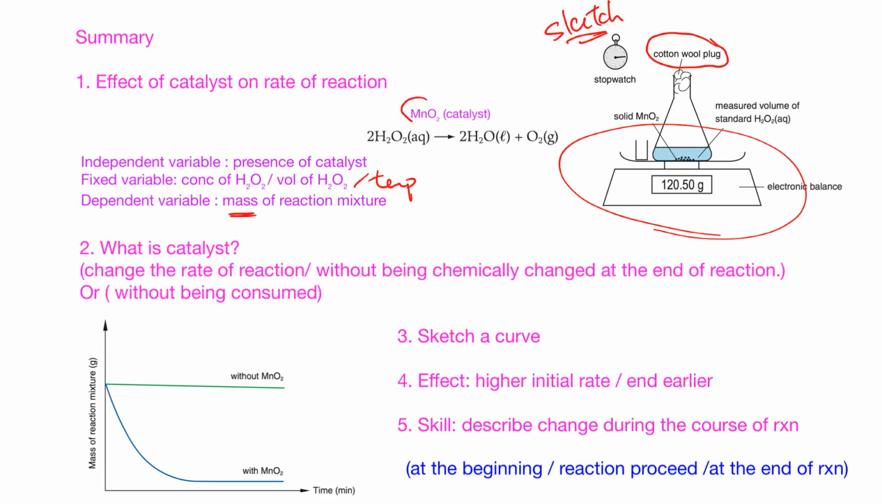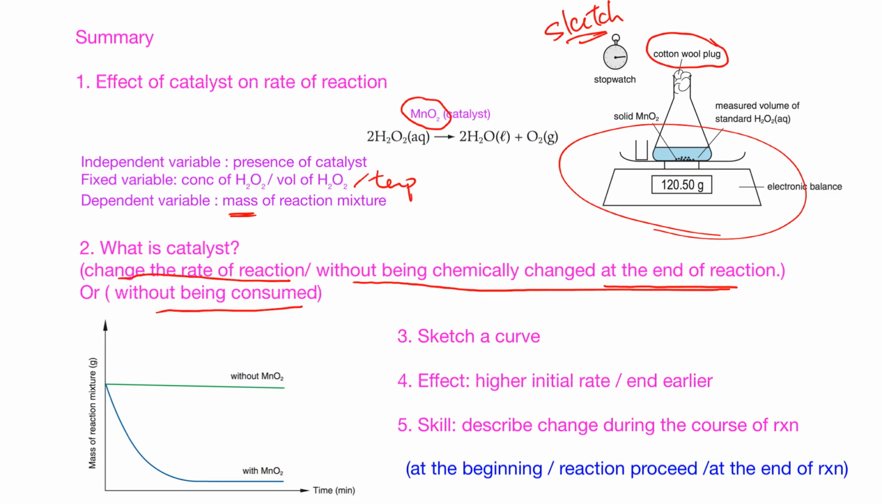The catalyst that we have used is MnO2. So what is a catalyst? Remember the keywords. It changes the rate of reaction, but without being chemically changed at the end of the reaction. All these words are very important. If you say without being chemically changed, full stop, then I may argue that actually in the process, some of the catalysts do change chemically. So if you say without chemical change, please add the words at the end of the reaction. Or you may use without being consumed. That is true, no matter which part it is, it won't be consumed.